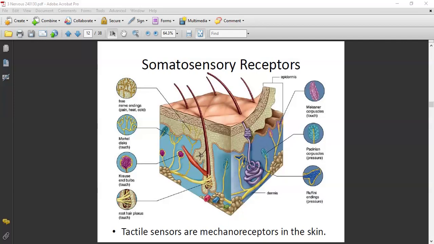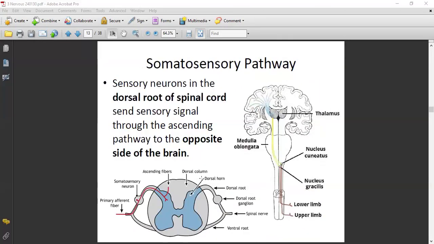So that's the location. Where are they in the skin? What type of receptors? They are mechanoreceptors, and these will send signals to the brain. So where are the neurons? This is the nerve ending, very much like dendrites, but where are the neurons? The neurons are located in the spinal cord, in the dorsal root of the spinal cord.